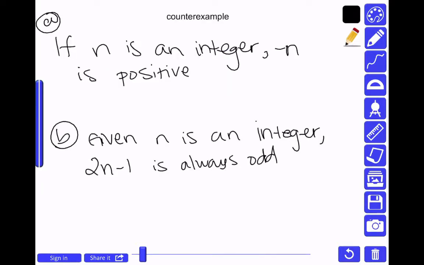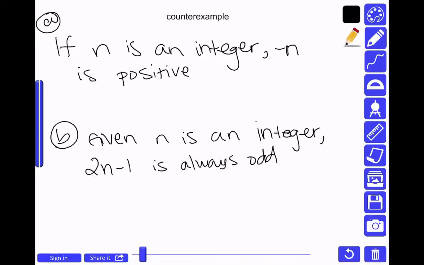Now let's look at what a counterexample is. So here's a statement. If n is an integer, remember integer is positive and negative whole numbers, then negative n is positive. So if I want to figure out if this is true or false, if I can come up with one example where it doesn't ring true, then that's called a counterexample, and then I could say that this is false.